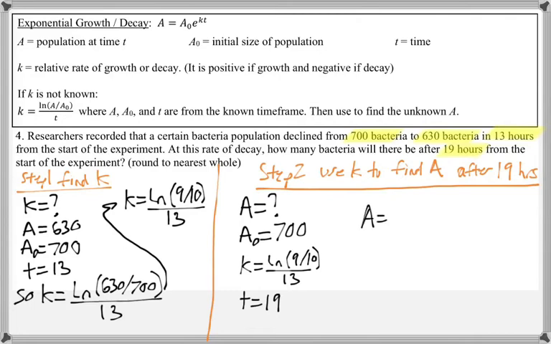So A is going to be equal to 700 times e, and it's going to be a big exponent. It's going to be ln of 9 over 10 over 13 times 19. So if you type that into your calculator, then you should get 600 bacteria.